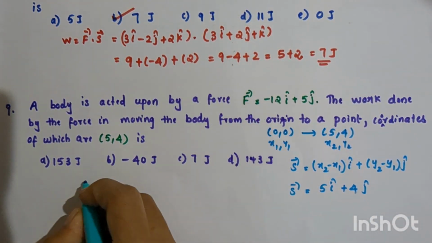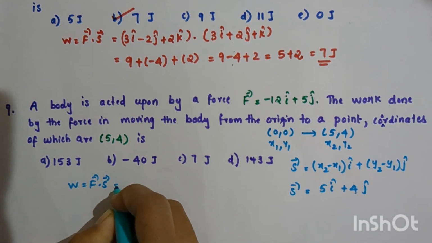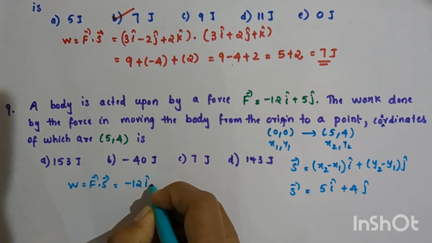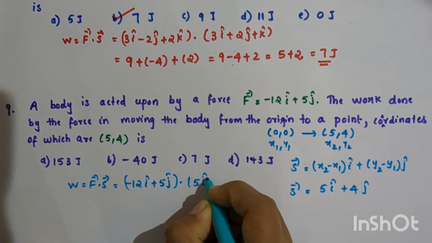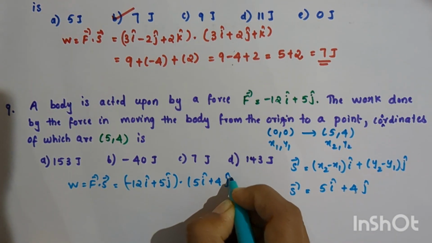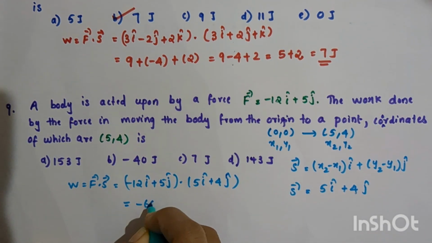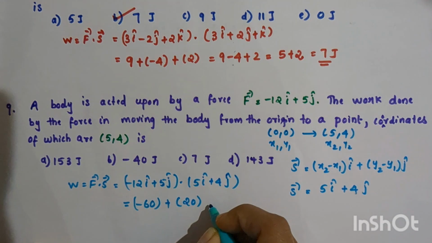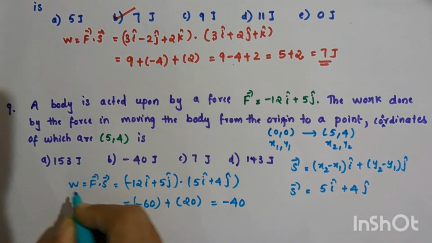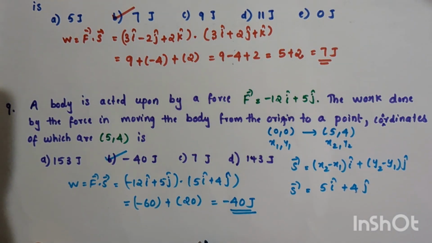So you see work done is actually the dot product of force and displacement. So force is minus 12 i cap plus 5 j cap dot 5 i cap plus 4 j cap. This will be equal to what? Minus 12 into 5, minus 60, plus 5 into 4, 20, which is equal to minus 40. It is the work done, so unit is joule. So minus 40 joule is the correct option.